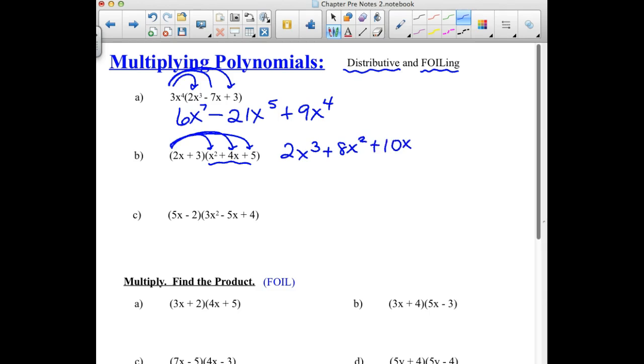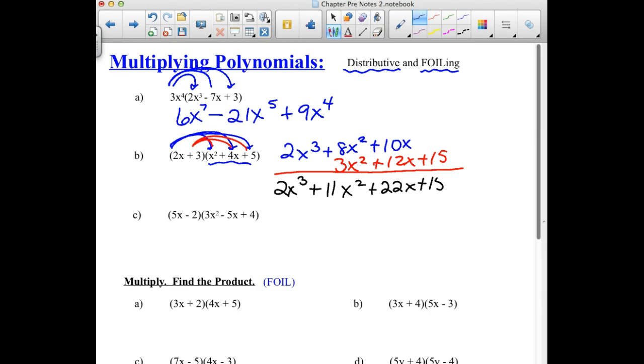Then we go back and we distribute the 3 to each of those pieces, which gives us 3x squared plus 12x plus 15. And notice that I lined up my like terms so that when I'm trying to group like terms together, they're all in a column. Combining those, I end up with a final answer of 2x cubed plus 11x squared plus 22x plus 15. All right, go ahead and pause the video and try question C.